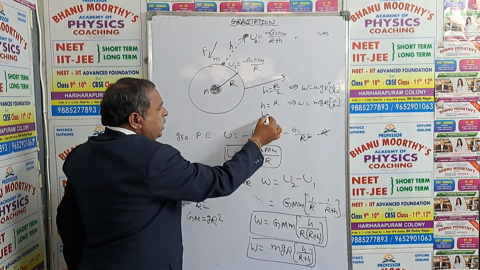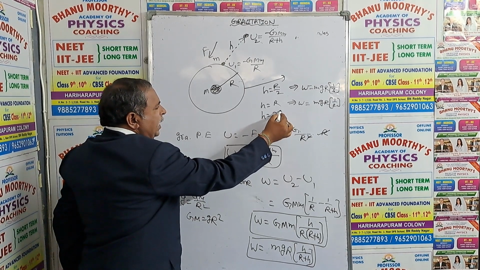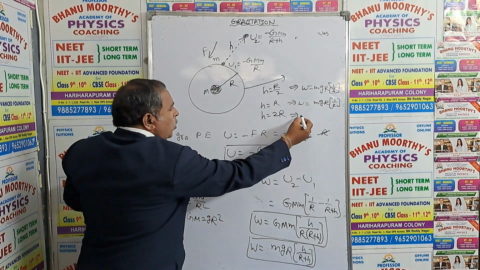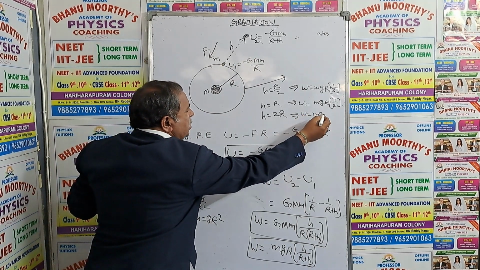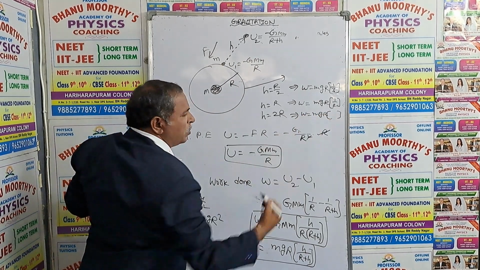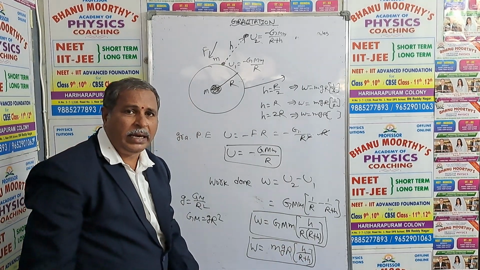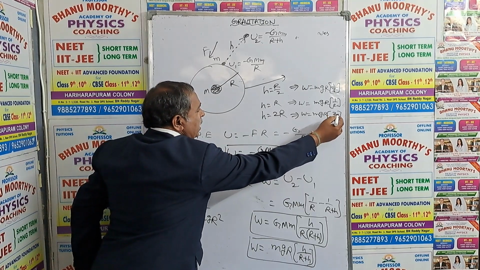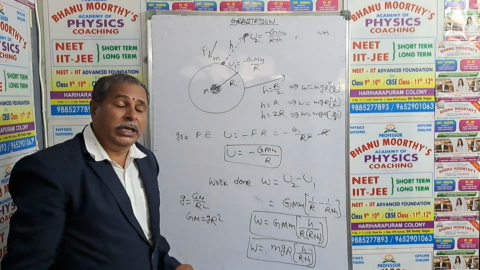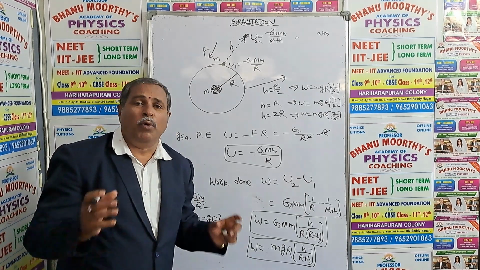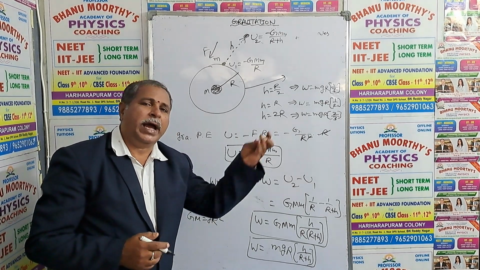Suppose a body is taken to a height twice the radius. Then what is the work done? mgR into, what happens? Tell me now. Instead of h, it is 2R, so 2R by R plus 2R, that is 2R by 3R. So the answer is 2 by 3. This is the method of calculating work done in moving the body from the surface to a height h.